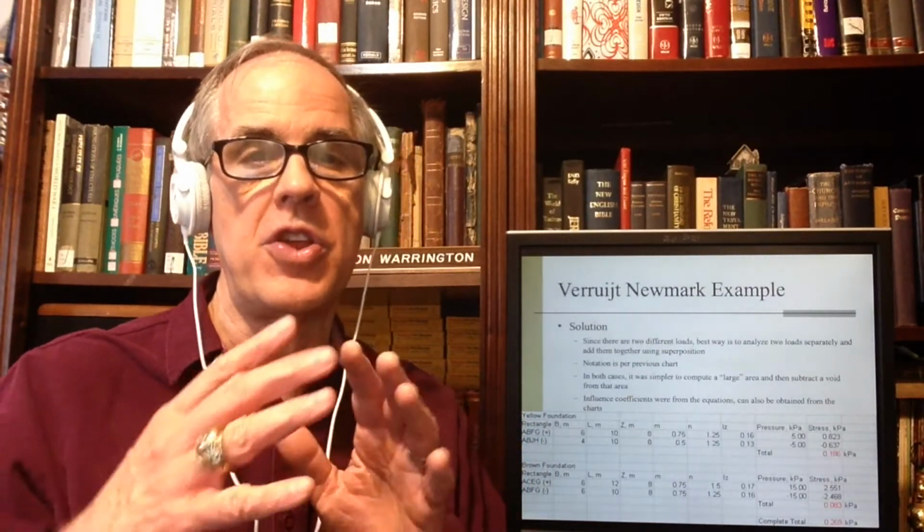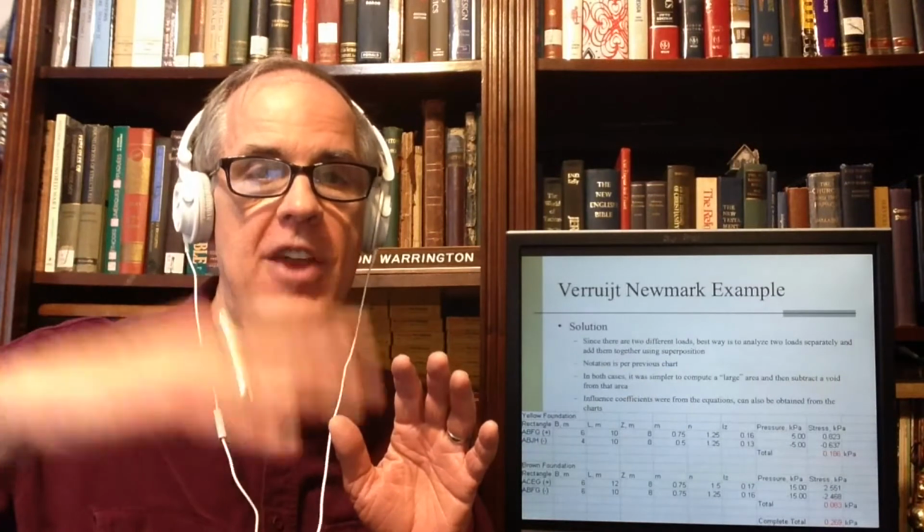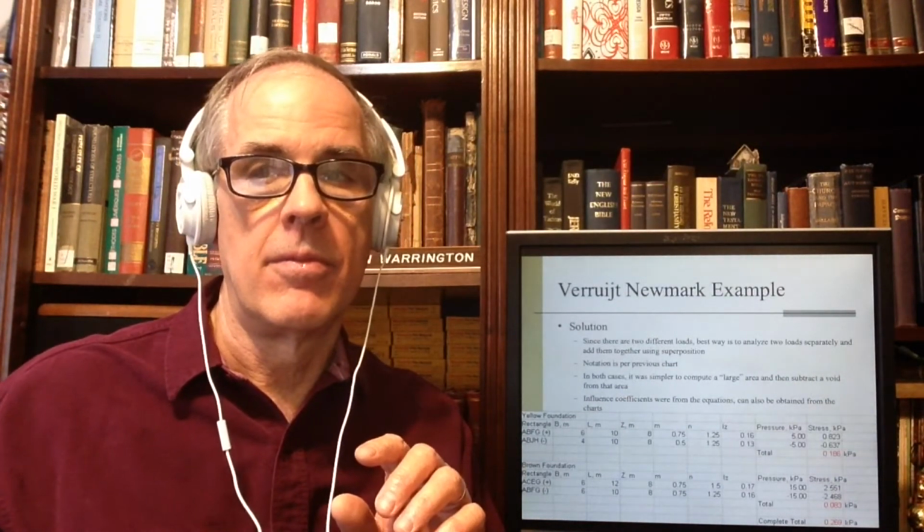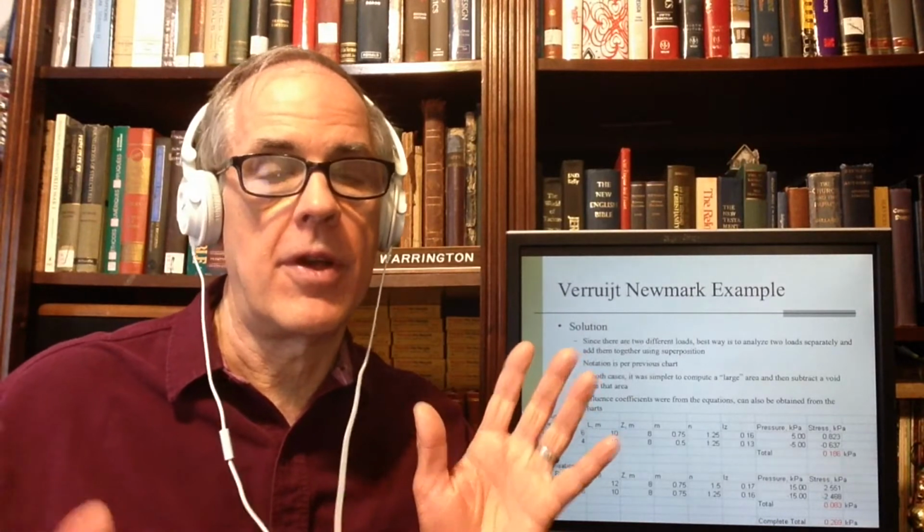I would strongly suggest that you take these M's and N's and confirm to your own satisfaction that my I sub Z, the influence coefficient, is the same. And the influence coefficient, by the way, is very simple. It's the ratio of the uniform stress at the foundation to whatever stress is down there. That's all it is.